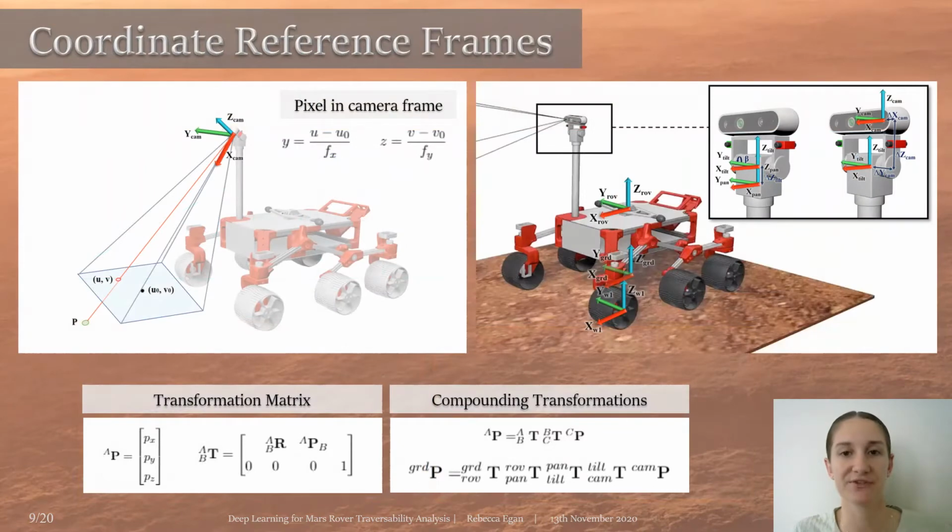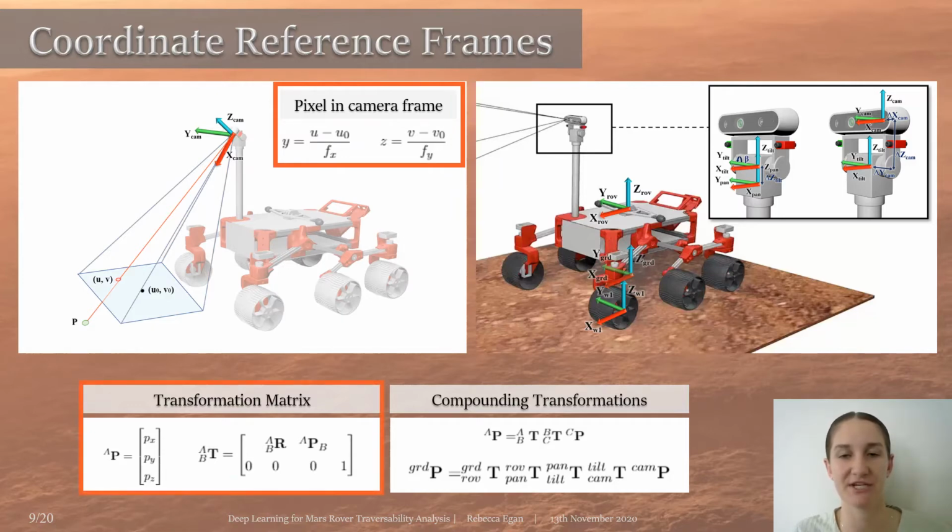The coordinate reference frames are then considered. The pixel in the image frame is converted to the camera frame using the intrinsic camera parameters. A transformation matrix then defines the translation and rotation between frames. The camera, tilt, pan, rover body, and local ground reference frames are then compounded, yielding the image point in the 3D local ground coordinates, defined with respect to the rover body.